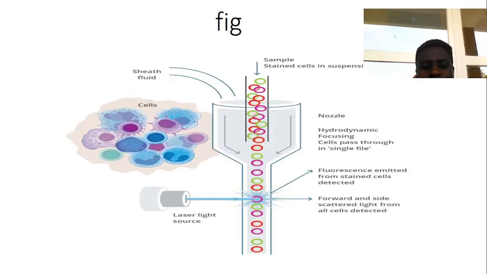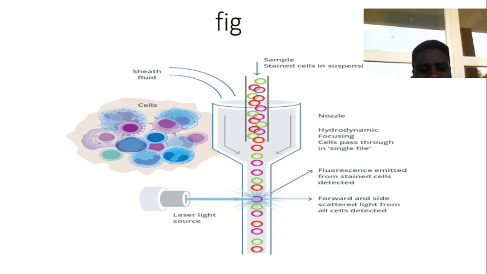This is a diagram that shows how the flow cytometer works. There is an area for the sample, and the samples are mixed with sheath fluid, a fluid that helps them make suspensions. These suspensions allow the reduction of the concentration of the cells in the flow cytometer.